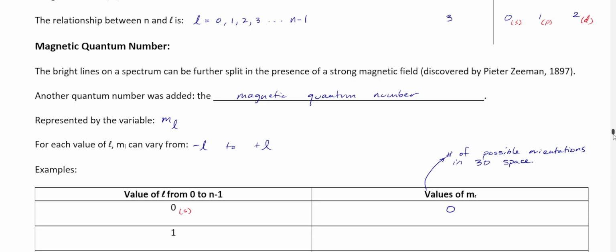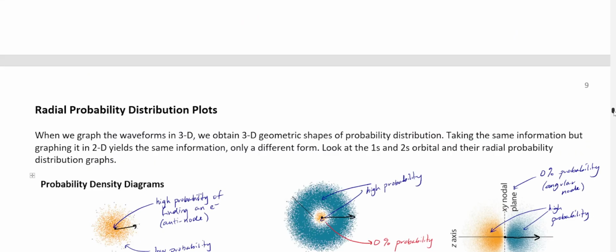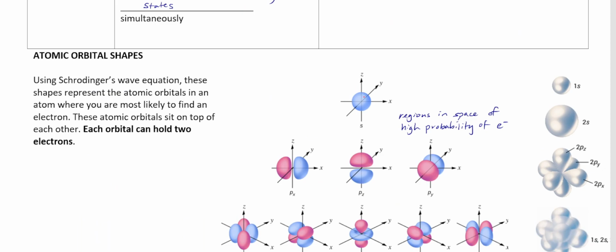That should make sense, because if we look at it, the S subshell is just a sphere, and there's only one way we can orient a sphere in 3D space, and that's centered around the origin, or centered around the nucleus. So the S shell has only one possible orientation in 3D space.